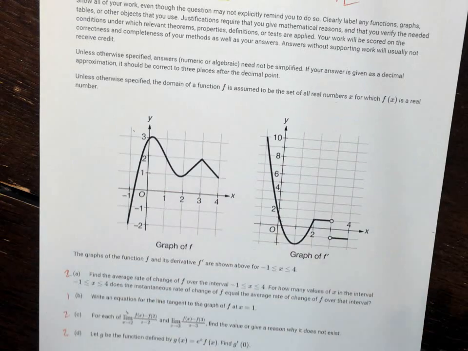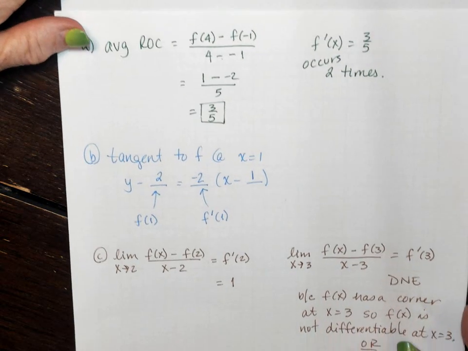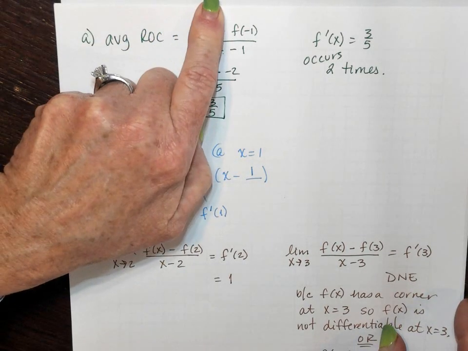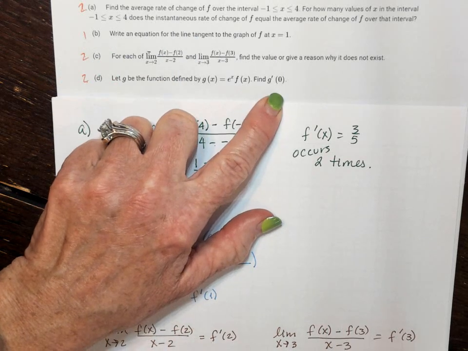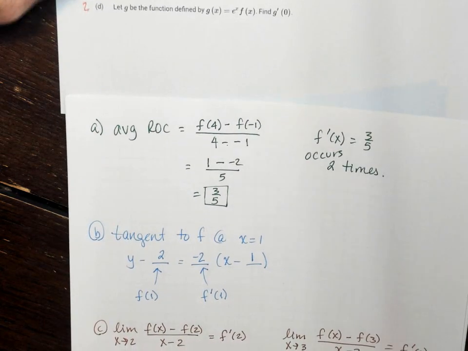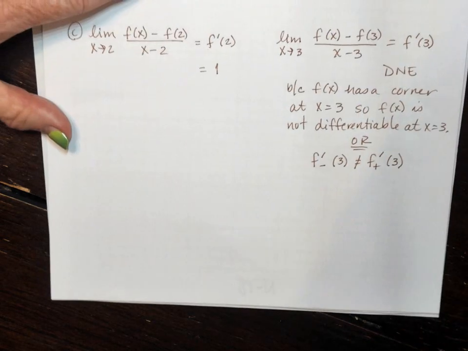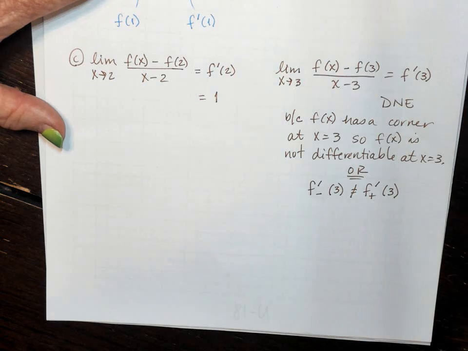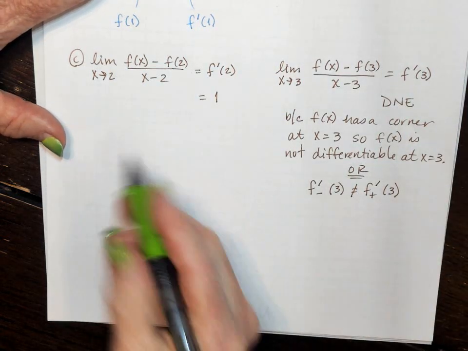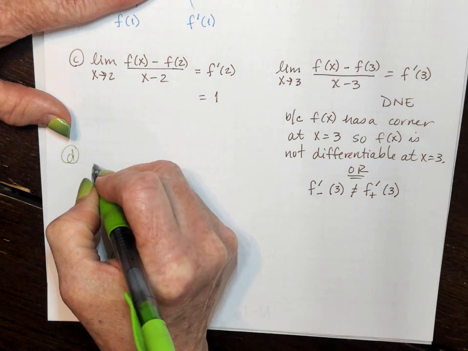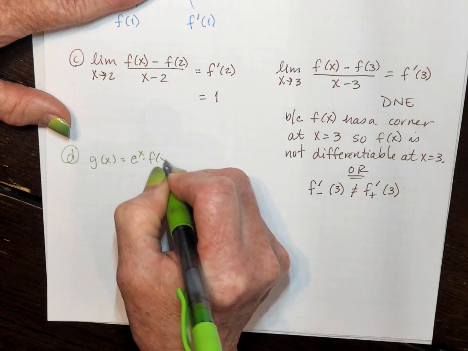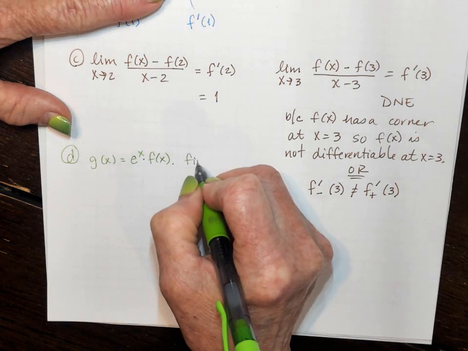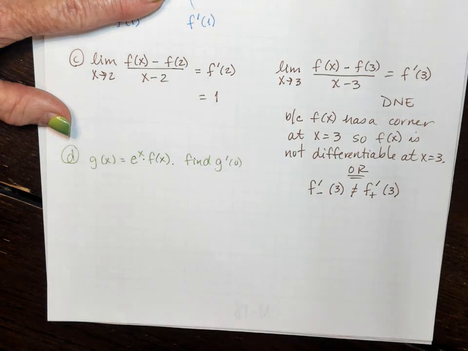Okay? The next part, that was part C. Let's move on and take a look at D. Let g be the function defined by g of x equals e to the x times f of x. Find g prime of 0. Again, I'm going to have to go to another piece of paper to write this down. Let's go here, D, and again, g of x was e to the x times f of x. We want to find g prime of 0.